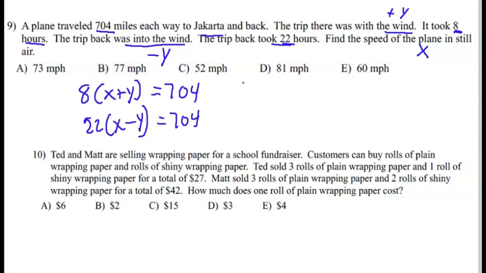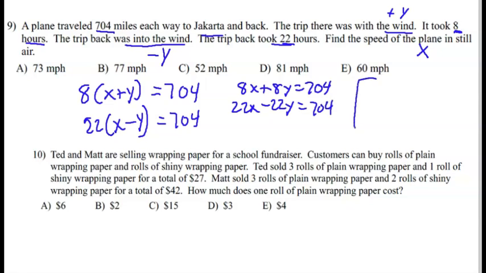So if we distribute those, we get 8x plus 8y equals 704. And then 22x minus 22y equals 704. We can set this up as a matrix: 8, 8, 704, 22, negative 22, 704. Okay, let's put this in the calculator.